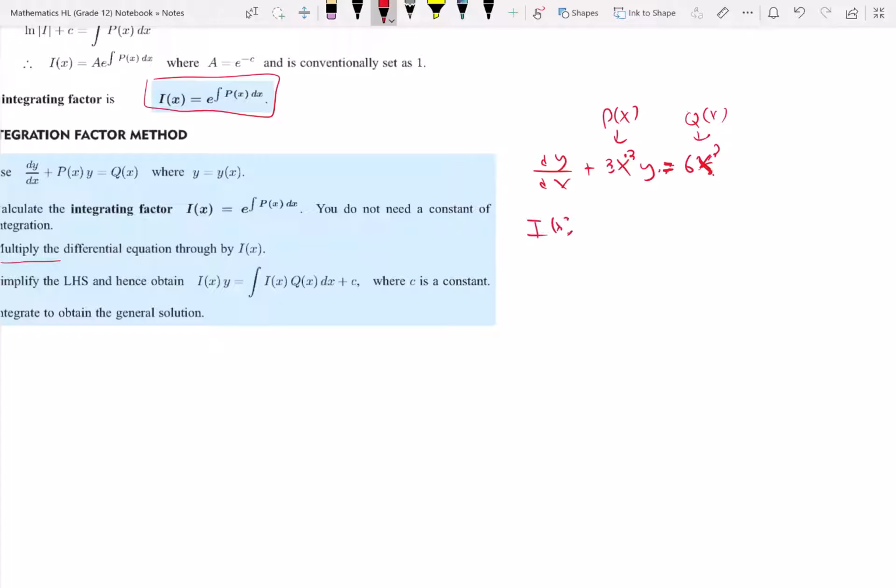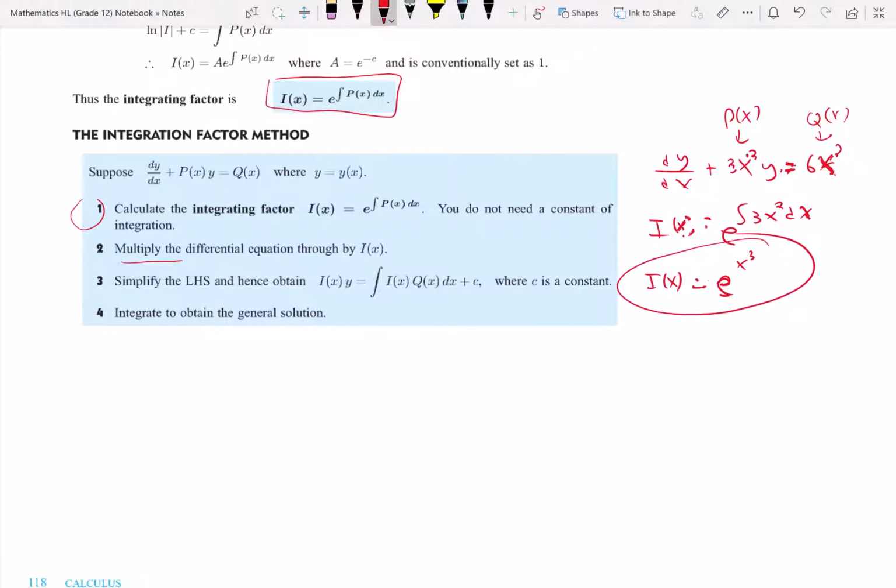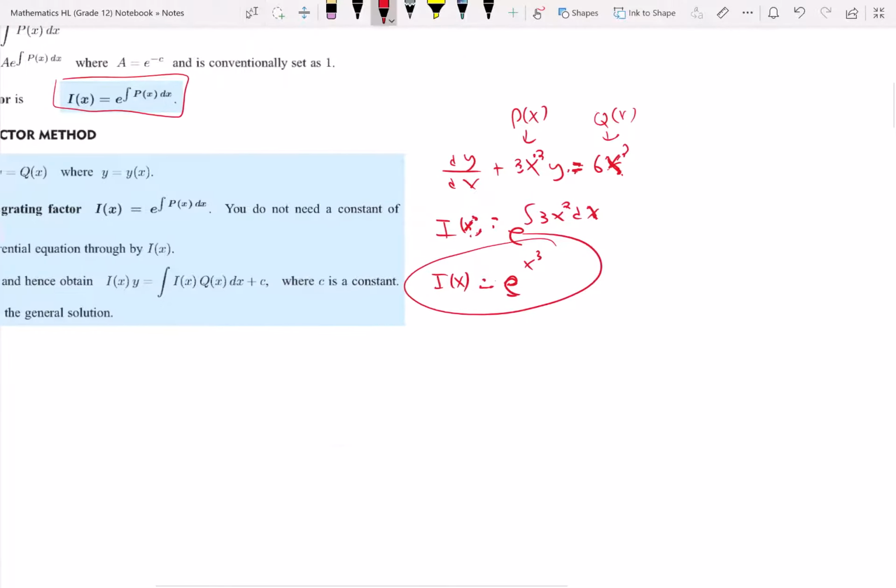So in this case, the integrating factor I of x equals e to the integral of 3x squared dx, right? So we're integrating 3x squared. So in this case, it's going to be e to the x to the third, since 3x to the third over 3 is x to the third. This is our integrating factor, right? So we've calculated that. Next thing is we're going to multiply the differential equation throughout by I of x. We're going to take this and multiply throughout our entire equation here. So let me write our equation that we started with.